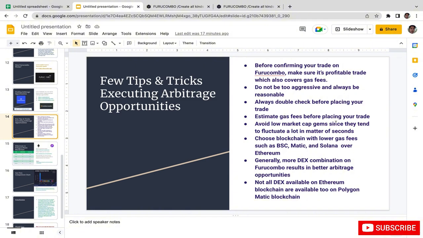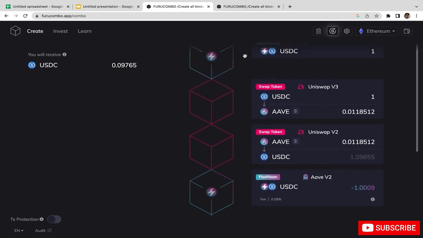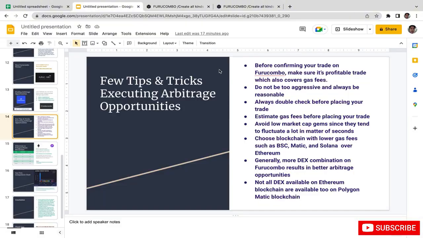The next one here is to avoid low market cap gems since they tend to fluctuate a lot in a matter of seconds. As I mentioned previously, if possible, always try to choose coins with bigger market cap since they're more stable and less volatile.